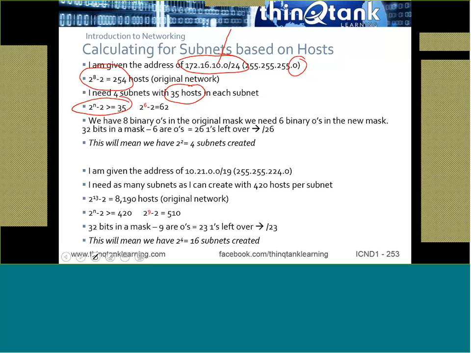Solve for n. What does the 6 represent here? When we're talking about hosts, the 6 represents the number of zeros in the mask. All right, well, there's 32 bits in a mask. If 6 of them are zeros, then 26 of them have to be ones.